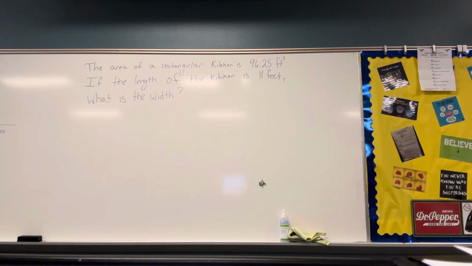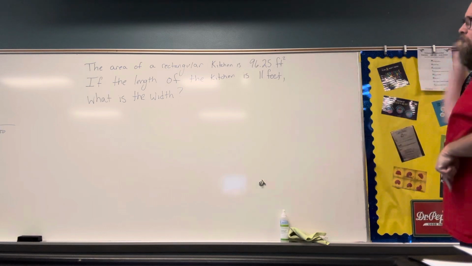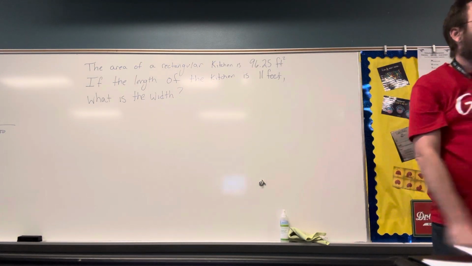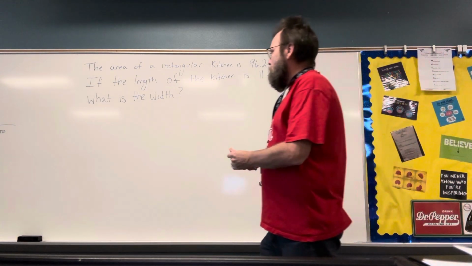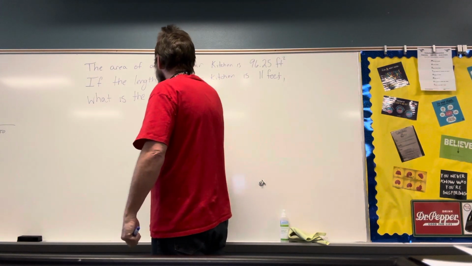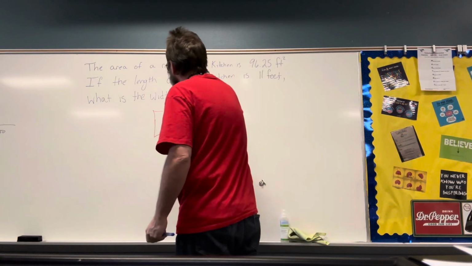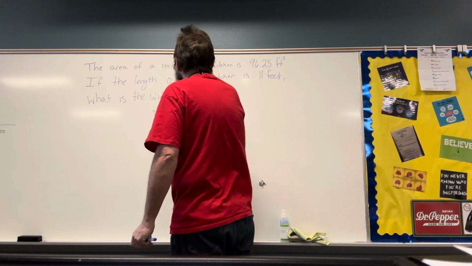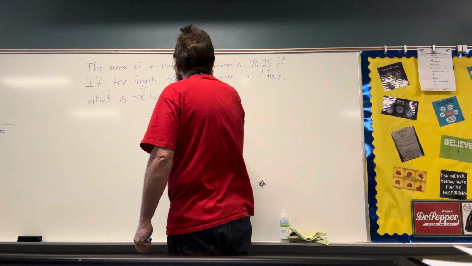The area of a rectangular kitchen is 96 and 25/100 square feet. If the length of the kitchen is 11 feet, what is the width? All right, two things we need to do. First, we're going to start with drawing the picture. And we know the area equals 96 and 25/100 square feet.